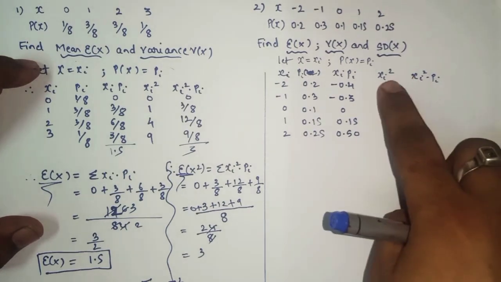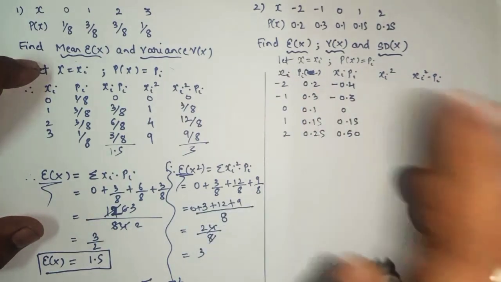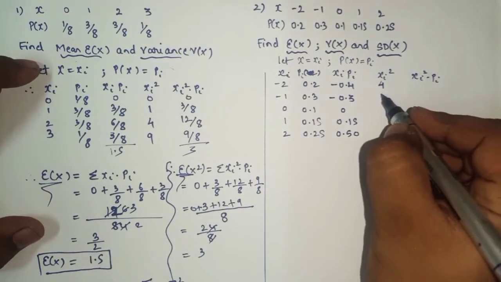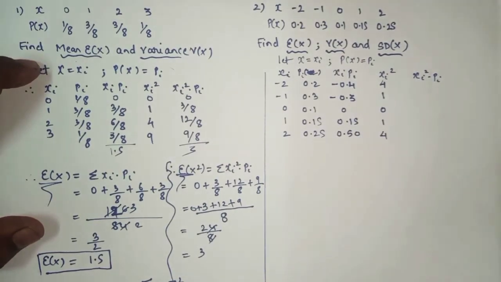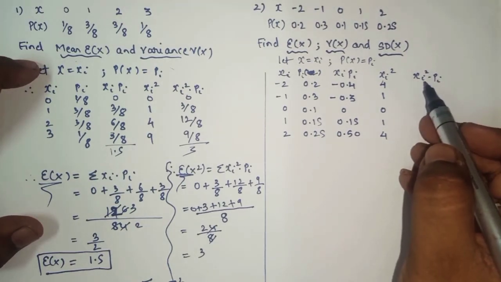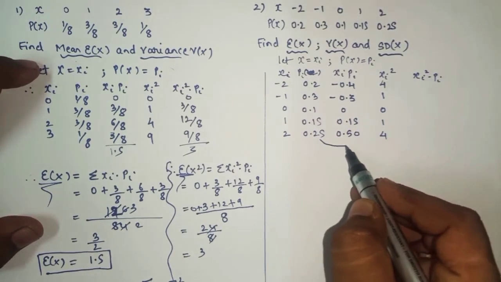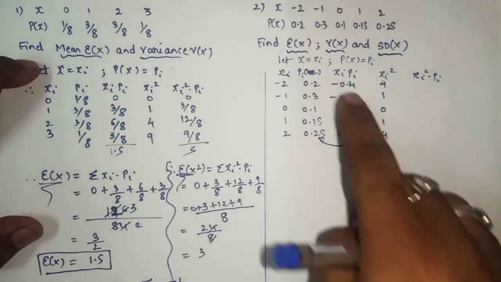Okay, after that we have to find the square of xi. That means the square of the first column. Minus 2 square is 4, minus 1 square is 1, 0 square is 0, 1 square is 1, and 2 square is 4. Okay, then after that, in the last column, we have to multiply xi square into pi. That means these two columns. So we'll multiply now.